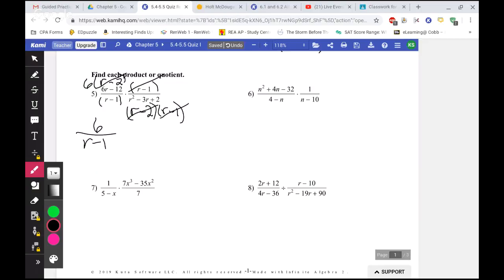So the two diagonal from each other we can cancel? Well, you could either do the diagonal or this one, which in this case I did that. But if you had already done the diagonal, then this one would be left. Does that make sense? Yeah, so it ends with 6 over r minus 1. Yes, ma'am. So if I had done the diagonal like that, then this one would be left. So no matter how you look at it, there's going to be 1 on the bottom that's left.